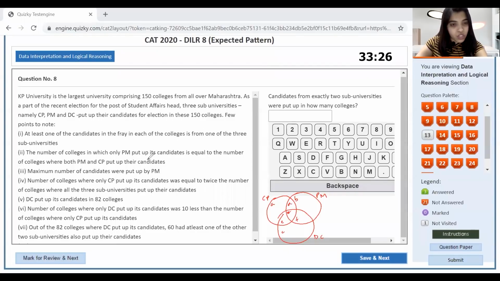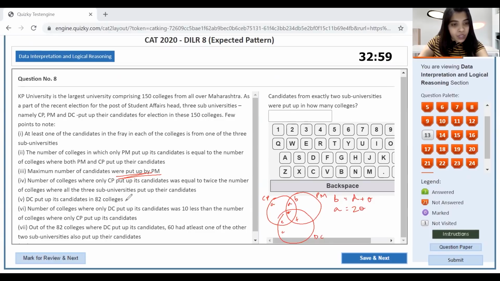Right, the number of colleges in which only PM put up its candidates, which is B, is equal to the number of colleges where both PM and CP put it up, which is D plus O. Maximum number of candidates were put up by PM. Okay, let's highlight this. Where only CP put up its candidates, A is equal to twice the number of colleges where all the 3 sub-universities put up candidates, which is O.